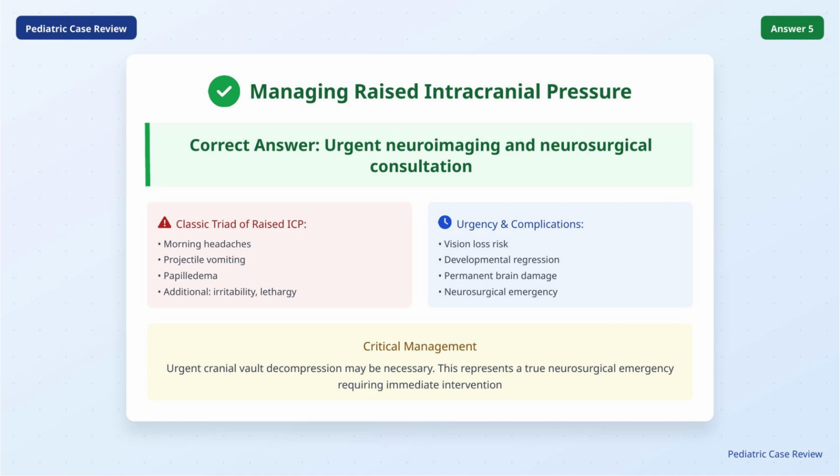This child demonstrates the classic triad of raised intracranial pressure: morning headaches, vomiting, and papilledema. Delayed treatment risks permanent vision loss and brain damage. Urgent cranial vault decompression may be necessary. This represents a true neurosurgical emergency requiring immediate intervention.